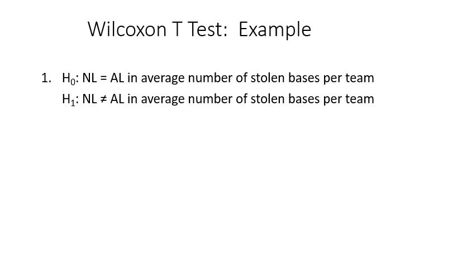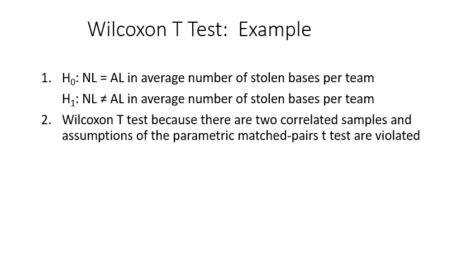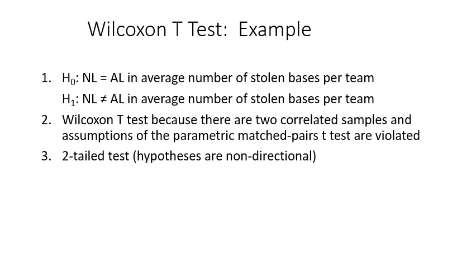So our null hypothesis is that the National League equals the American League in number of bases stolen. The alternate hypothesis is then that there is a difference, that the National League is not equal to the American League in average number of bases stolen. We're doing a Wilcoxon T test, and you notice again this is the big T, not the little t, because we've got paired samples and the parametric assumptions are violated. It is a two-tailed test because now we go back to our hypotheses. Our hypotheses are non-directional.